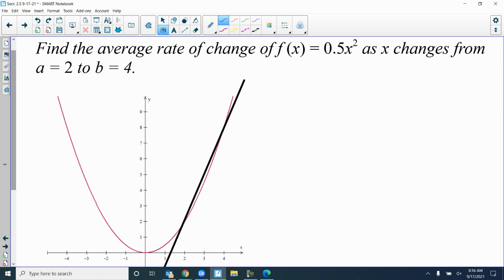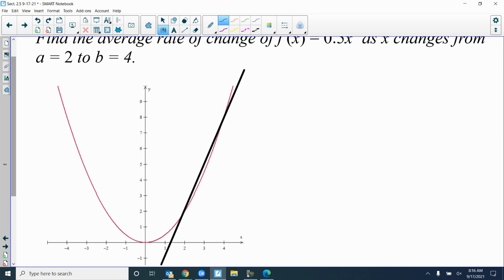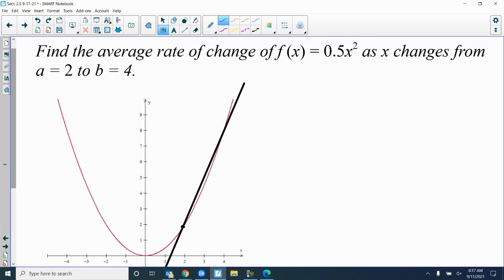Now I kind of gave you the A here and the B here. It says find the average rate of change of f of x equals 0.5x squared as x changes from A equals 2 to B equals 4. Now you don't have that picture, you don't need it, but I'd like to give you something to go by here. When you plug in 2 into this case, you get back 2. When you plug in 4, well, 4 squared is 16. Half of that is going to be 8. We get back the value 8.